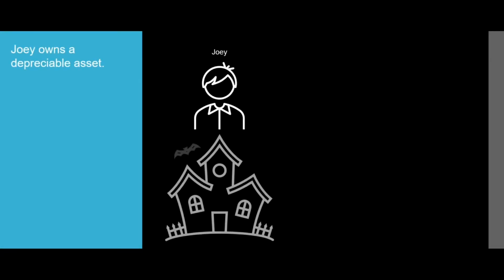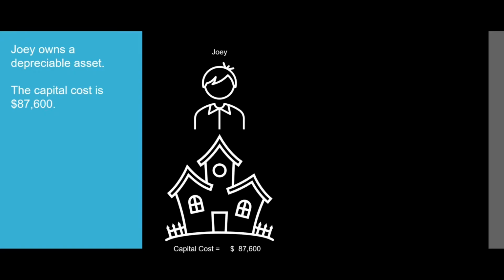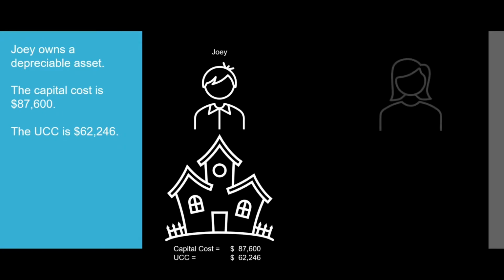Let's take a look. Remember Joey? Well, Joey owns a depreciable asset. It's a different asset this time, but he still has one. The capital cost is $87,600. And the undepreciated capital cost is going to be $62,246. Let's meet Joey's mother.